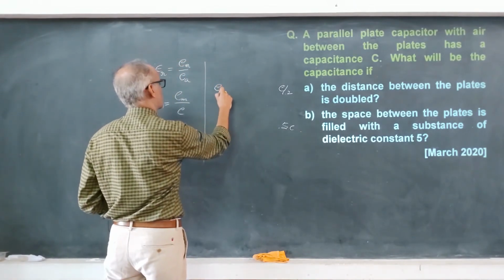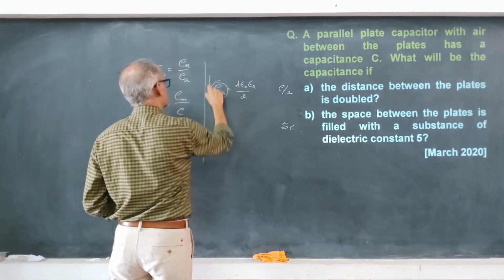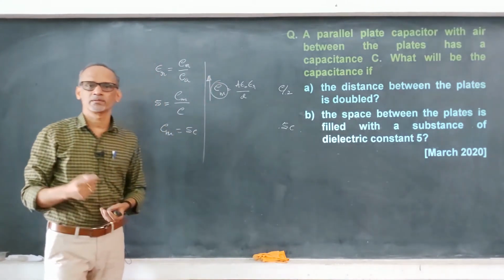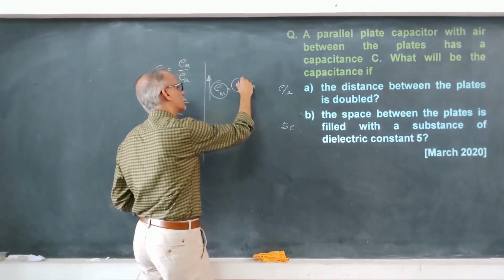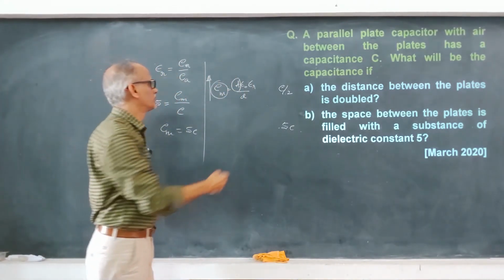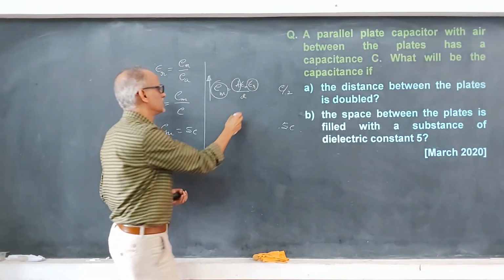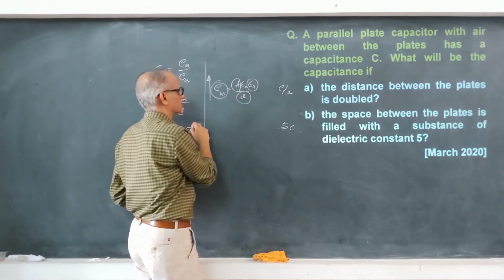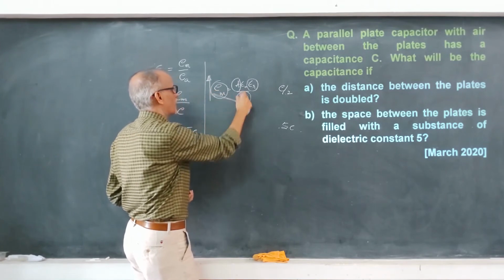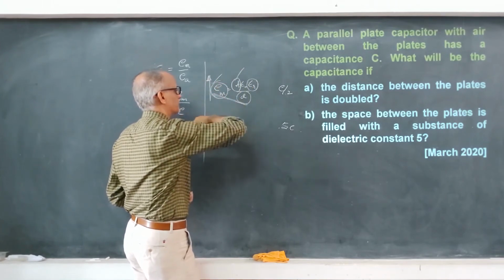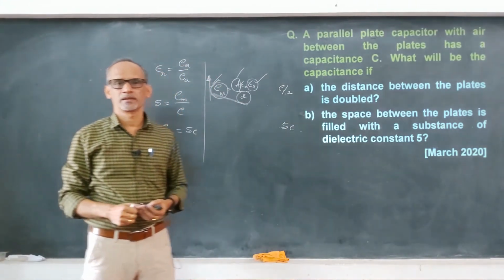Also, if they ask how to increase the capacity of a parallel plate capacitor, there are 3 methods. One, by increasing the area of the plates; two, by using a medium of higher dielectric constant; and the other is by decreasing the distance between the plates. By decreasing the distance, we can increase the capacitance because it's inversely proportional. By increasing the area of the plates, we can increase the capacity. By using a medium of higher dielectric constant, we can increase the capacity of the capacitor.